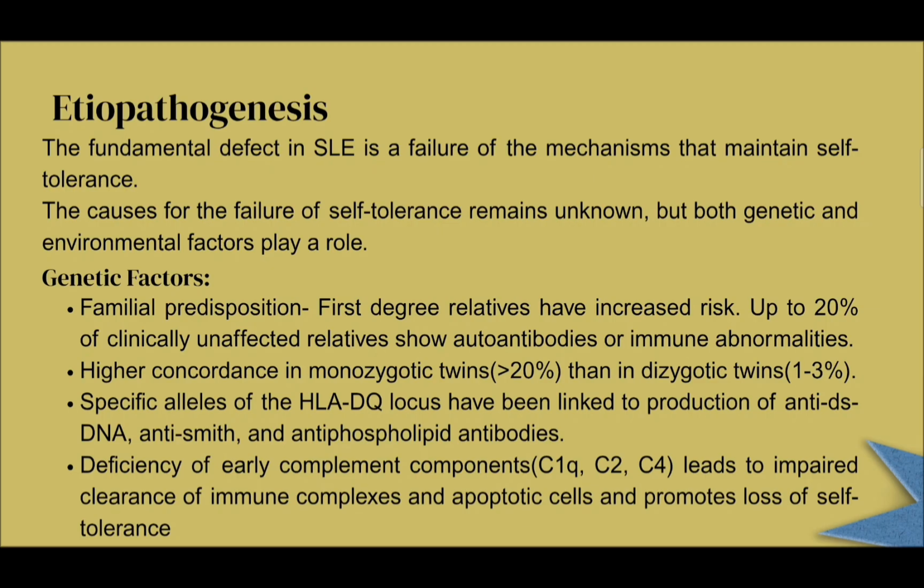Specific alleles of the HLA-DQ locus have been linked to production of anti-dsDNA, anti-Smith and anti-phospholipid antibodies. Deficiency of early complement components like C1q, C2, C4 leads to impaired clearance of immune complexes and apoptotic cells and promotes loss of self-tolerance.